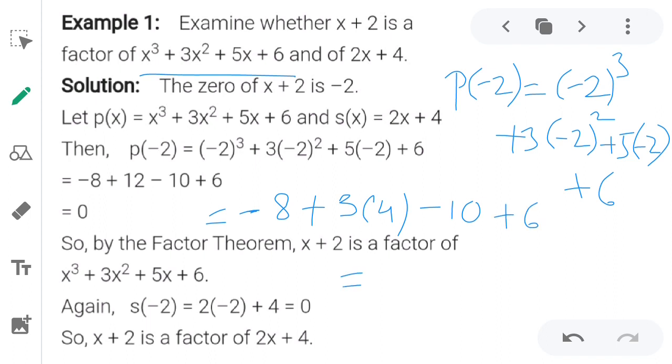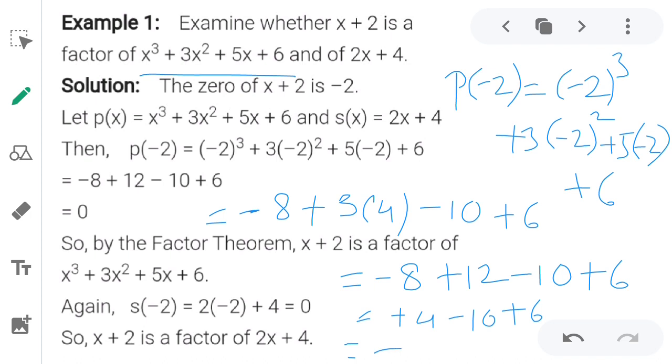Now again, 3 fours are 12. So it is minus 8 plus 12 minus 10 plus 6. After simplifying it, minus 8 plus 12 will give you plus 4, minus 10 plus 6. Again plus 4 and plus 6 will give you plus 10, and minus 10. So after these two cancel, we'll get the answer 0.